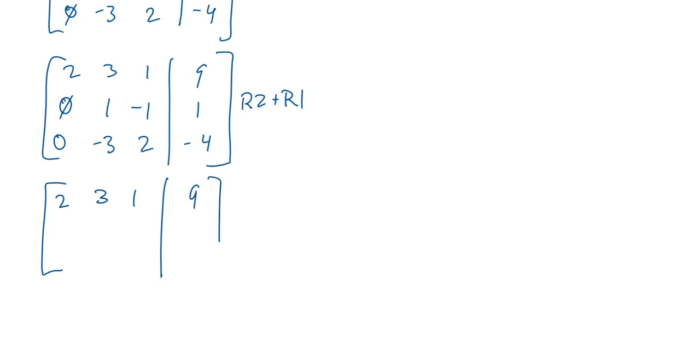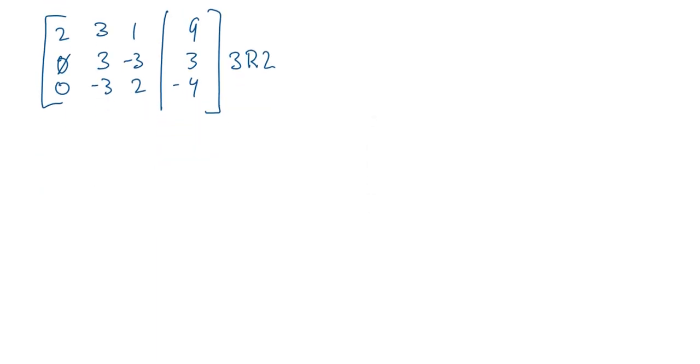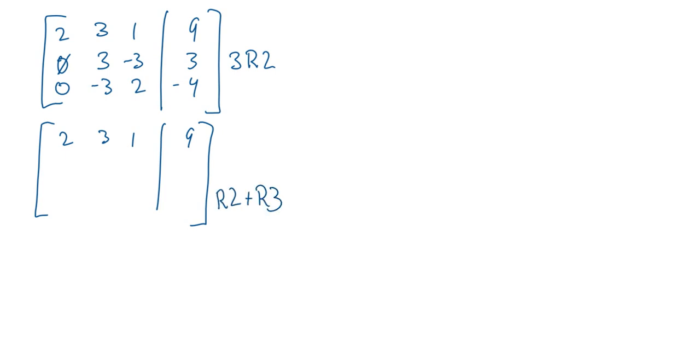So I am going to do row 2 times 3. So 3 row 2. That's still 0. That's 3. That's -3. That's 3. We're almost done here. 2, 3, 1, 9. And now in this row, I'm going to add row 2 plus row 3. And I get 0, 0, -1, which was lucky, and -1.